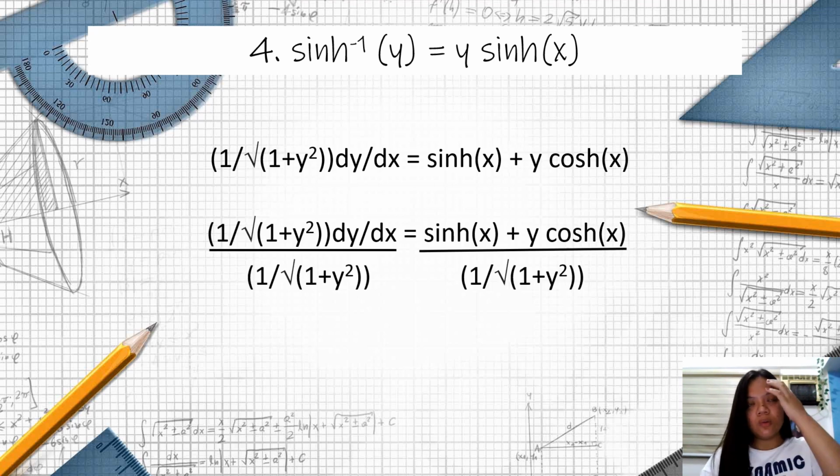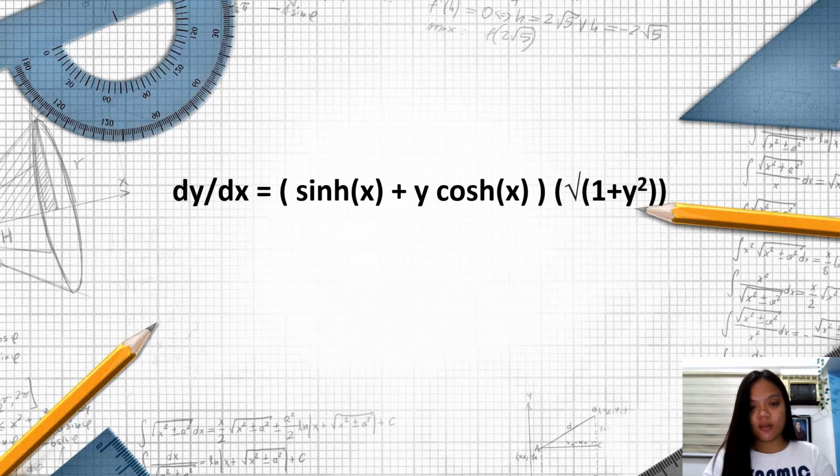So, to find the value of dy over dx, we need to multiply both sides by 1 over the square root of 1 plus y squared. So the answer will be here, sine x plus y cosine x over 1 over the square root of 1 plus y squared. So the final answer is dy over dx is equals to sine x plus y cosine x times the square root of 1 plus y squared.